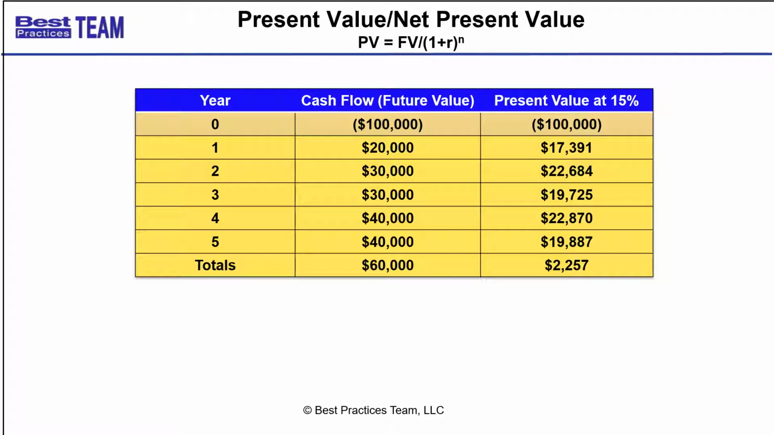So in year 1, we're estimating we'll bring in $20,000. At the end of year 2, we'll bring in $30,000. Year 3, $30,000. Year 4, $40,000. And year 5, $40,000. Those are the estimated future value cash flows in those years in operations. And also, we put in what we think the project's going to cost, and that's year 0.